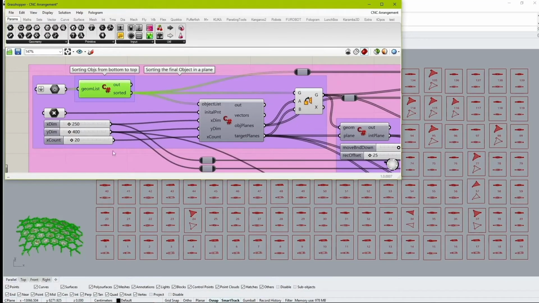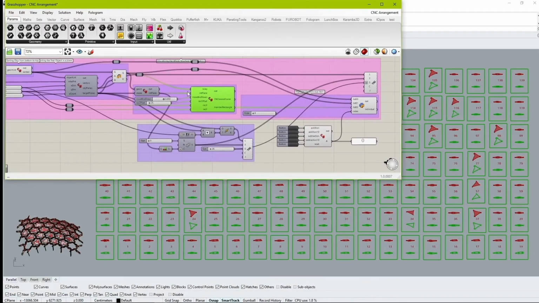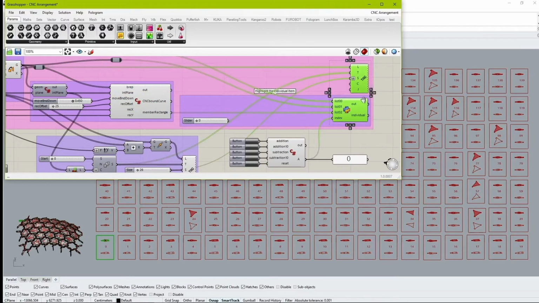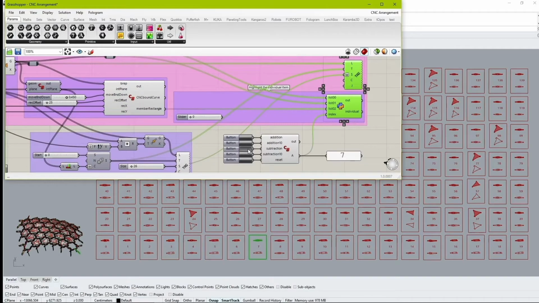A custom C# script was also developed to facilitate the fabrication process. The whole structure is sorted from the bottom towards the top, and each member can be highlighted in its place on the computer screen.